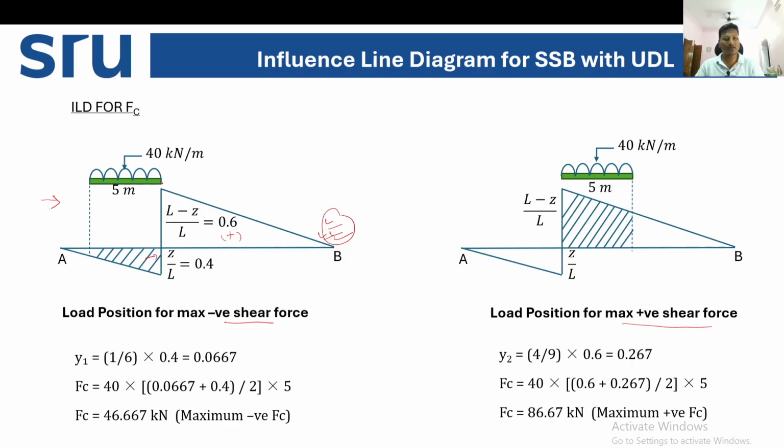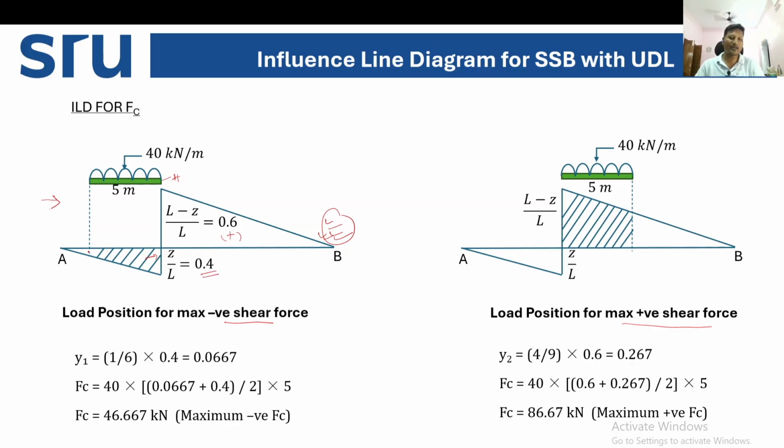Definitely when one head of the UDL will be on the maximum negative ordinate, in that case we'll get the maximum negative shear force. So if we keep the head of the UDL on the maximum ordinate, the tail of the UDL will be 5 meter behind the maximum ordinate. Now the negative ordinate is 0.4.